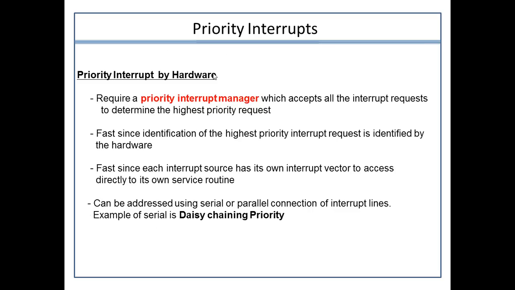So the next part consists of the hardware based priority interrupt. As it is hardware based, we are definitely going to use some sort of digital electronics here, like digital circuits. It would be a combination of either sequential or combinational circuits, something like that. So what happens in the case of hardware based priority interrupts?